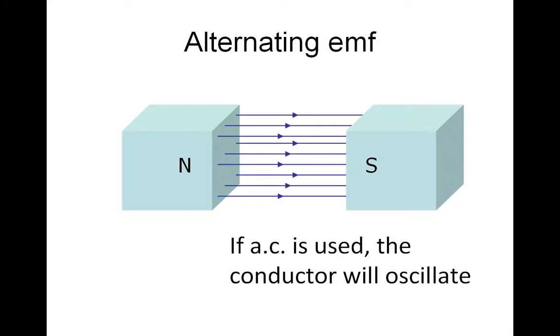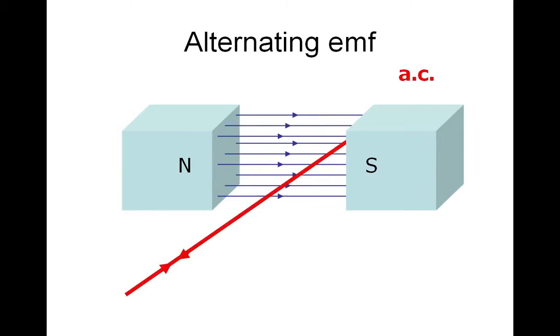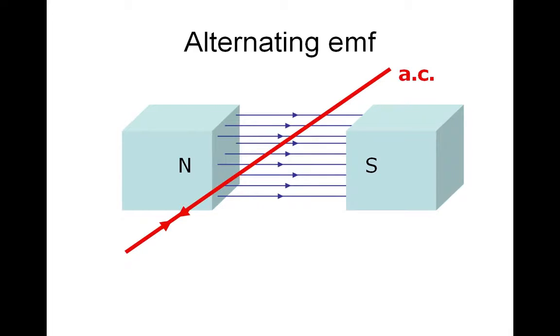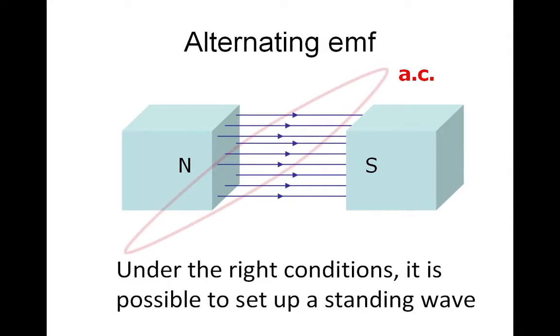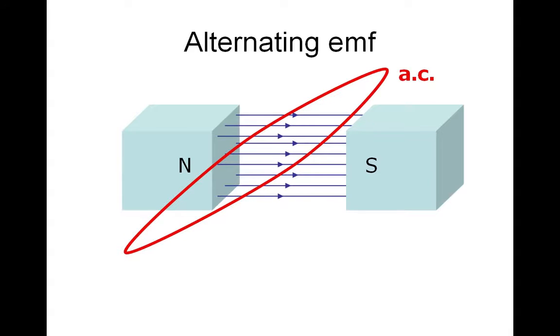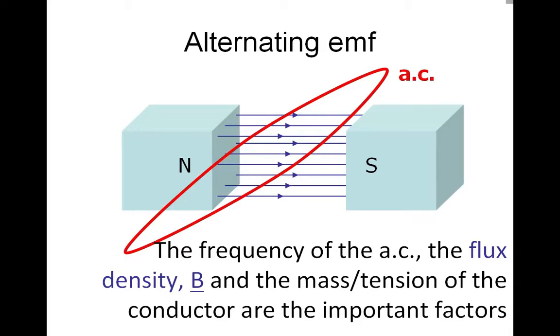If we have alternating current, we get the conductor to oscillate, depending on the frequency of the AC. Current flows backwards and forwards, so the force is up, then down, then up, then down. If we have the right conditions, we can set up a standing wave. So there's the fundamental mode of our standing wave. And the factors that are going to affect that are the frequency, strength of the field, the flux density, and the mass per unit length of the conductor, and also possibly the tension, the weight that we have hanging on the conductor.